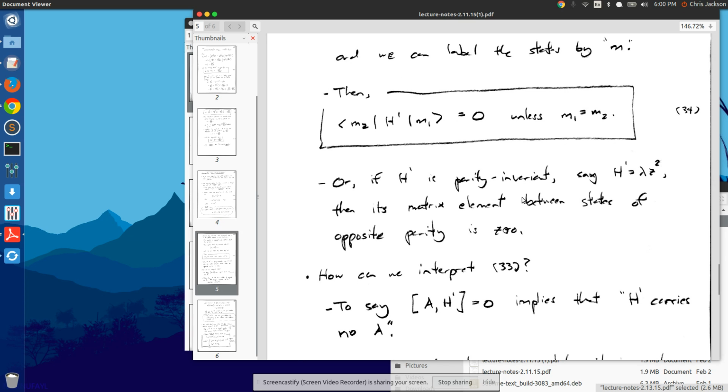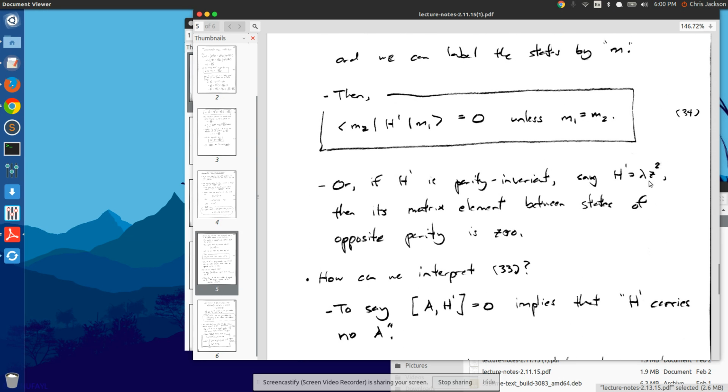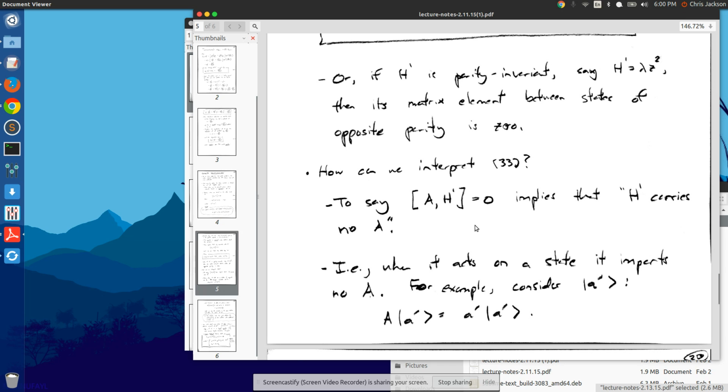In the case where H1 is parity invariant, say we considered z squared instead of z, then the matrix element between states of opposite parity is zero. This is because the operator is even parity, and if one state is even and the other is odd, the matrix element is going to be zero.